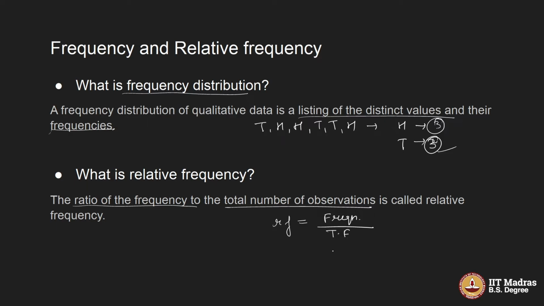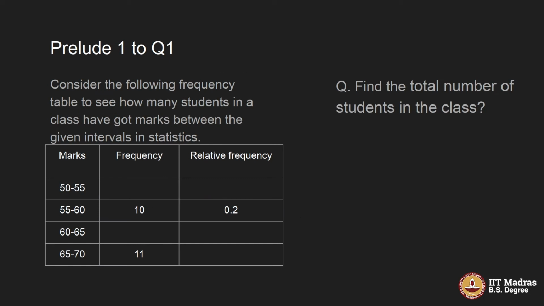Now we have our question 1. Consider the following frequency table to see how many students in a class have got marks between the given intervals in statistics. We have been given different intervals of marks. We have the frequency and we have the relative frequency. Our first question is, find the total number of students in the class. We have to calculate the total frequency.